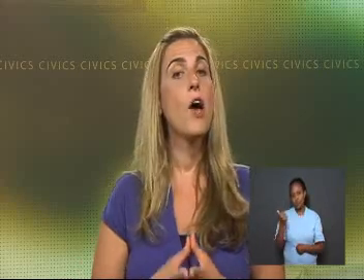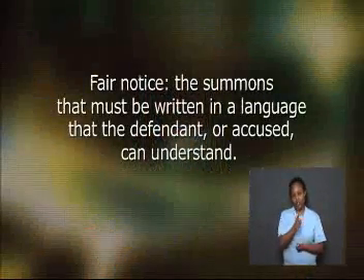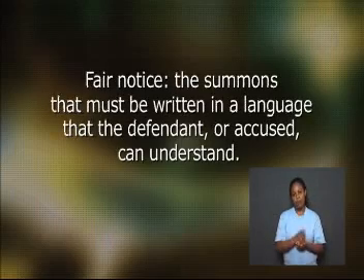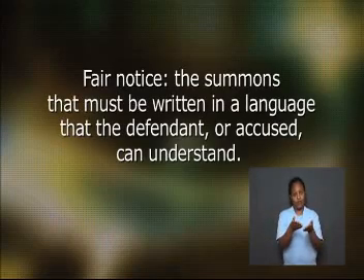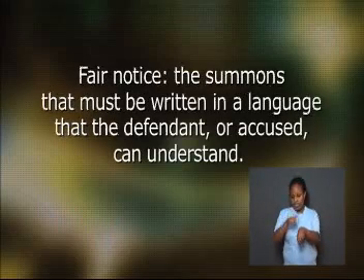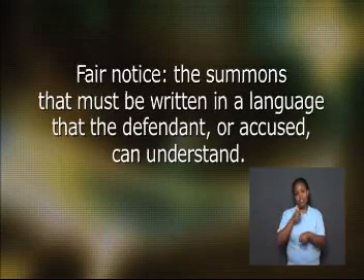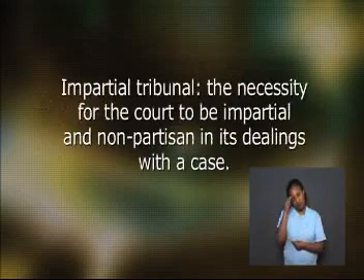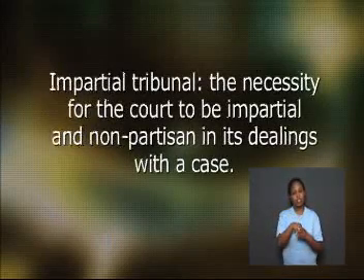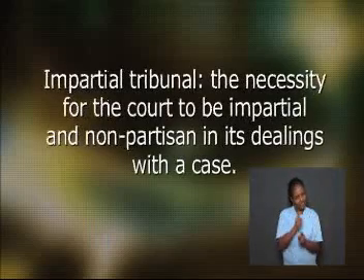Let us now turn our attention to some of the other elements of due process of law. We will begin with fair notice. This deals with the summons that must be written in a language that the defendant or accused can understand. It must contain the time and place at which the defendant must present himself or herself. Impartial tribunal refers to the necessity for the court to be impartial and non-partisan in its dealings with a case. Students, what would be the results if a court were not impartial and non-partisan?